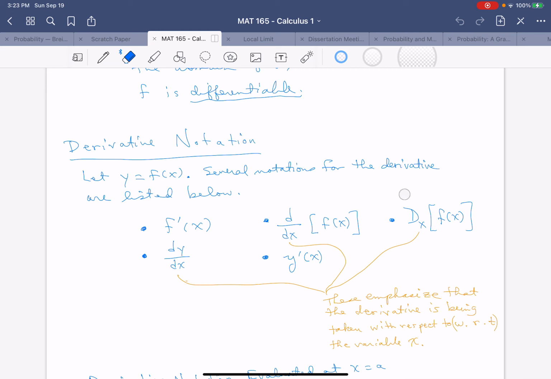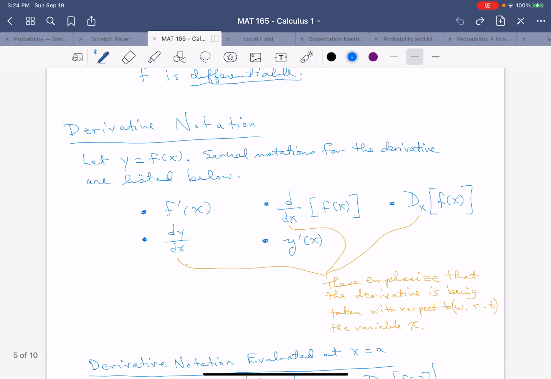The last one may not be as common, but you will see it from time to time: the capital D operator with the subscript x, which again emphasizes that we're taking the derivative with respect to x of what's in brackets there. Sometimes you may see parentheses used instead of brackets, but it's the same thing. So that's just a different notation for the derivative, and some of these emphasize the variable with respect to which we're taking the derivative. That's the general notation for the derivative.